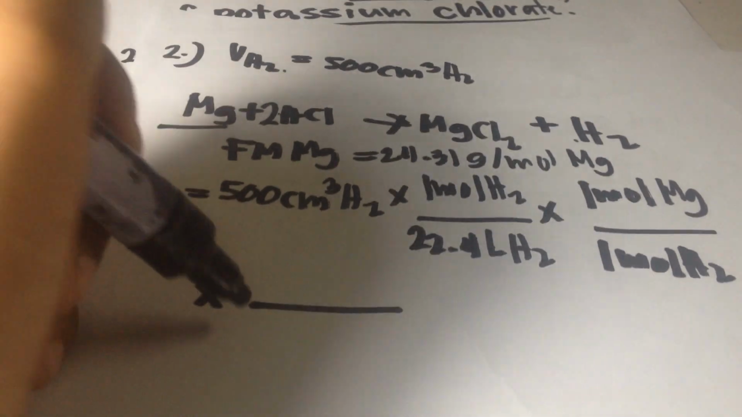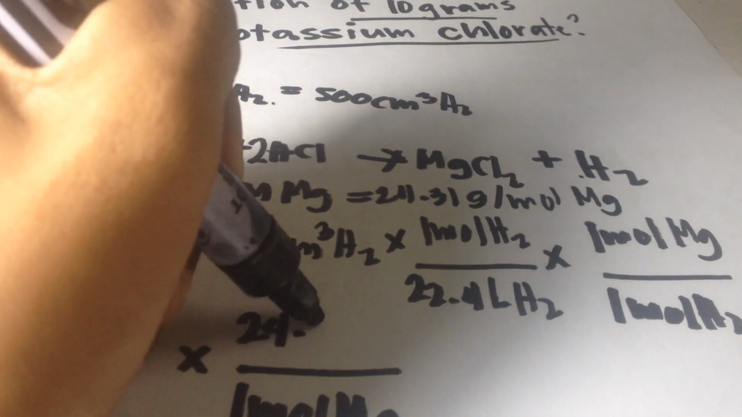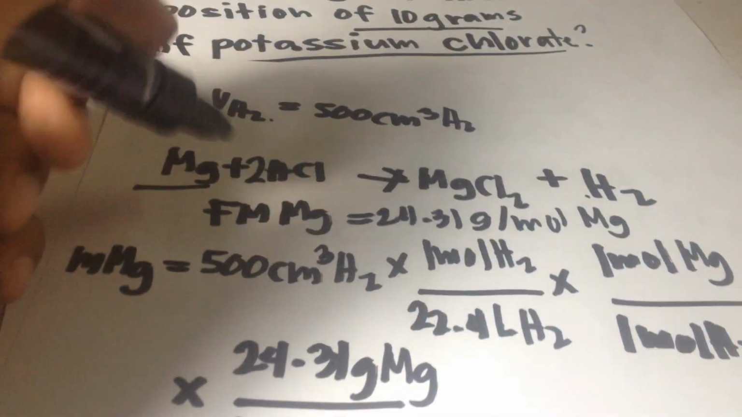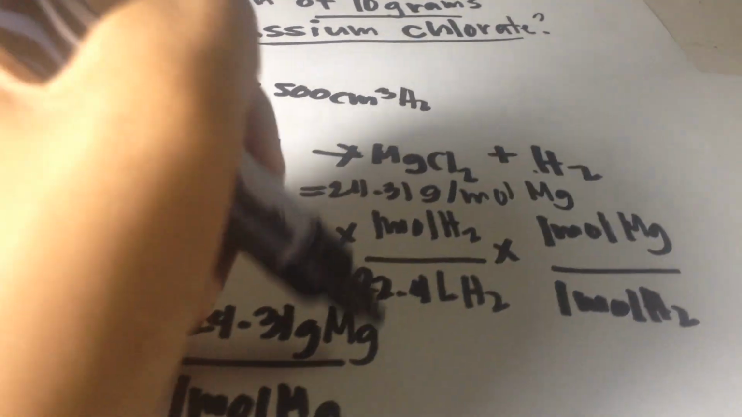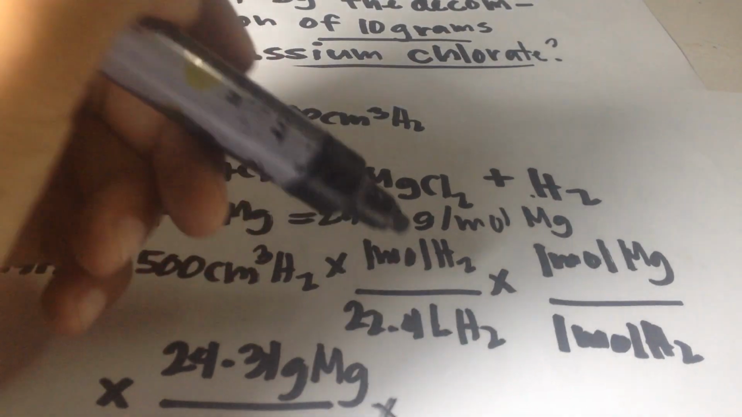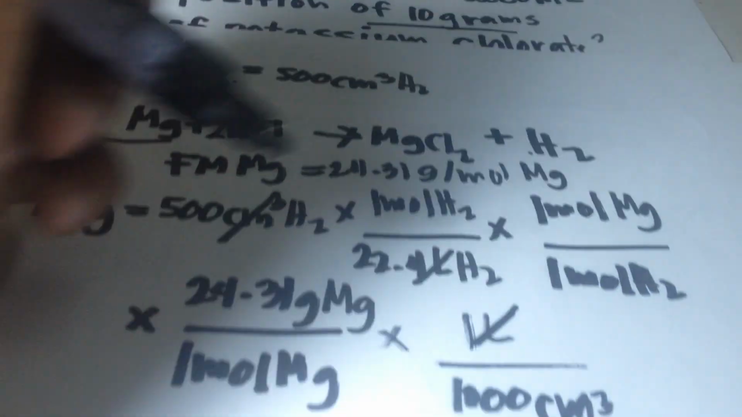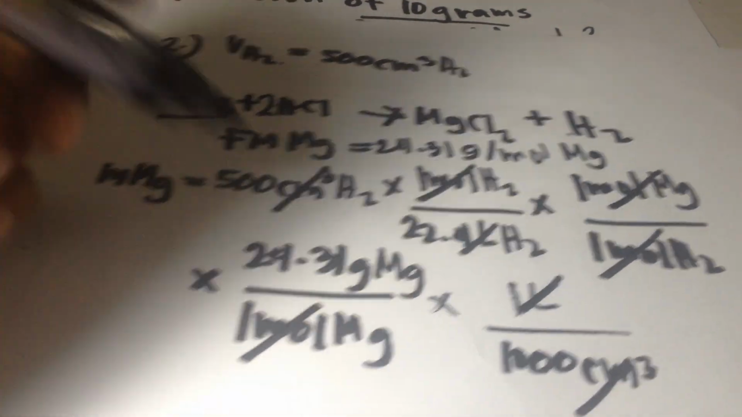So from 1 mole of magnesium, 24.31 grams of magnesium. And then times again, multiply liters to cubic centimeters: in 1 liter, we have 1000 cubic centimeters. So cancel out the cubic centimeters, the liters, the moles of magnesium and the moles of hydrogen gas, and what is left is the grams of magnesium.